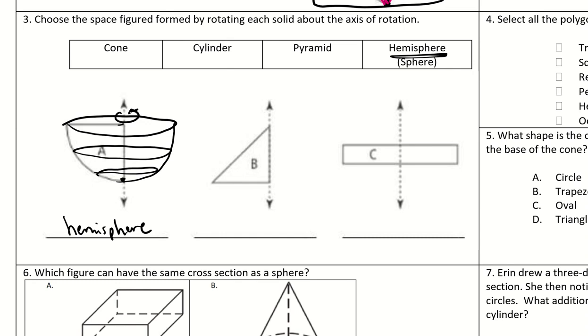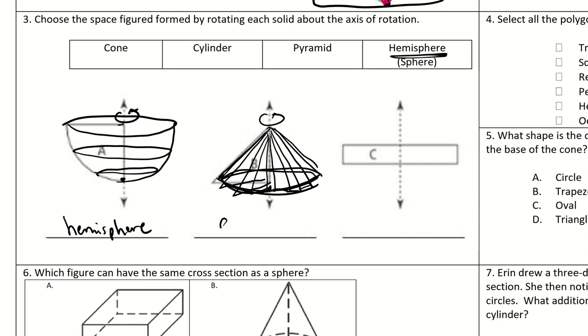Okay, now take this triangle, and if I rotate it, then notice it's going to make a cone-like shape, right? And so that's what it does. It makes a cone.